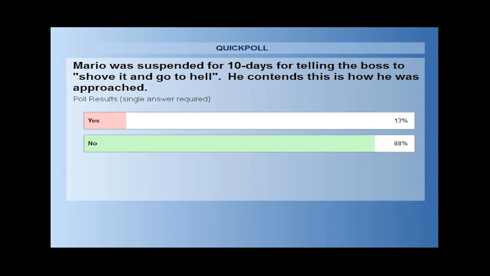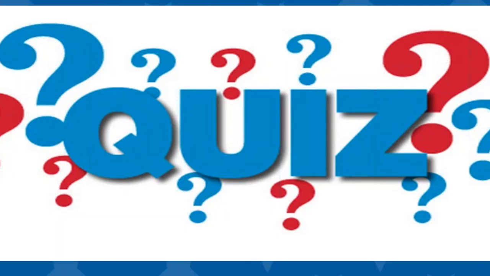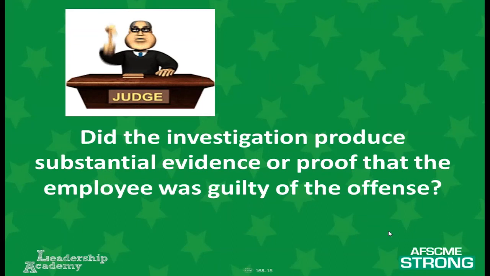No, they did not. They only really took one side of the story there. They were only willing to listen to the management people and the supervisor, but didn't want to talk to any of the union members present. So that's not a fair investigation. So I think we are moving on.